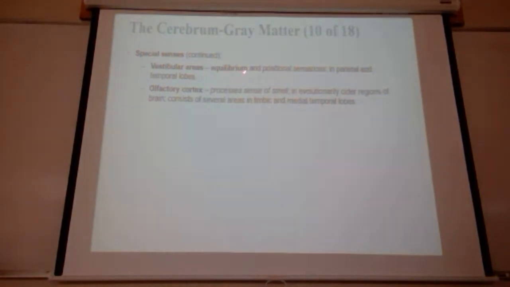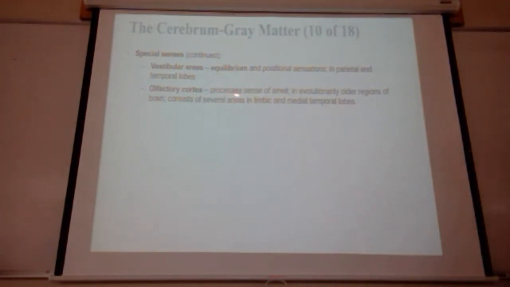The vestibular areas, in the parietal and temporal lobes, are where we get our equilibrium and position sensations. We will talk about the equilibrium a little bit later when we talk about the ear and hearing. Our equilibrium centers are found in our middle ear, and we will talk about those.